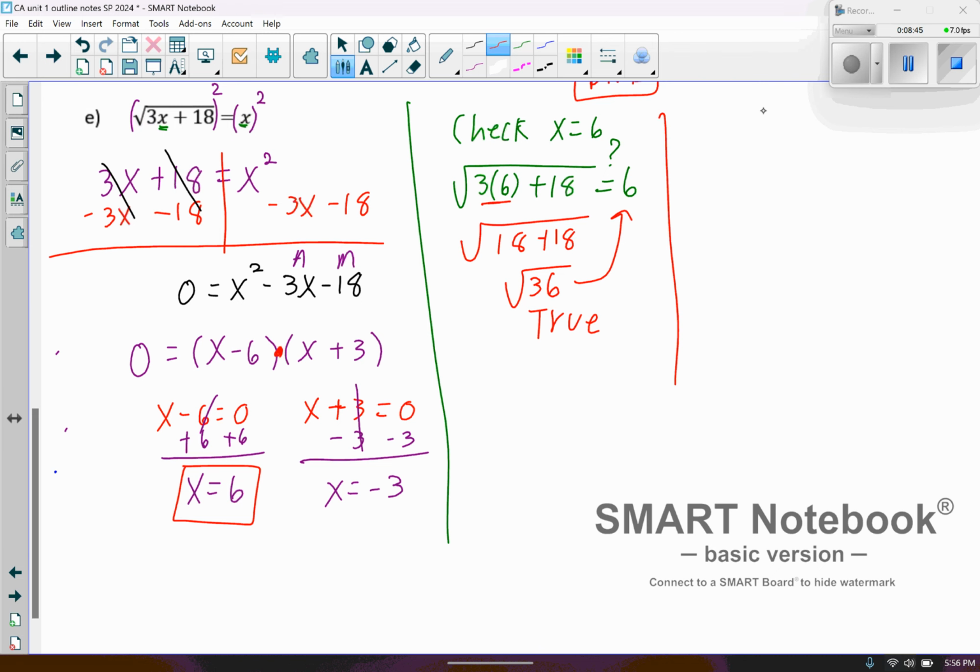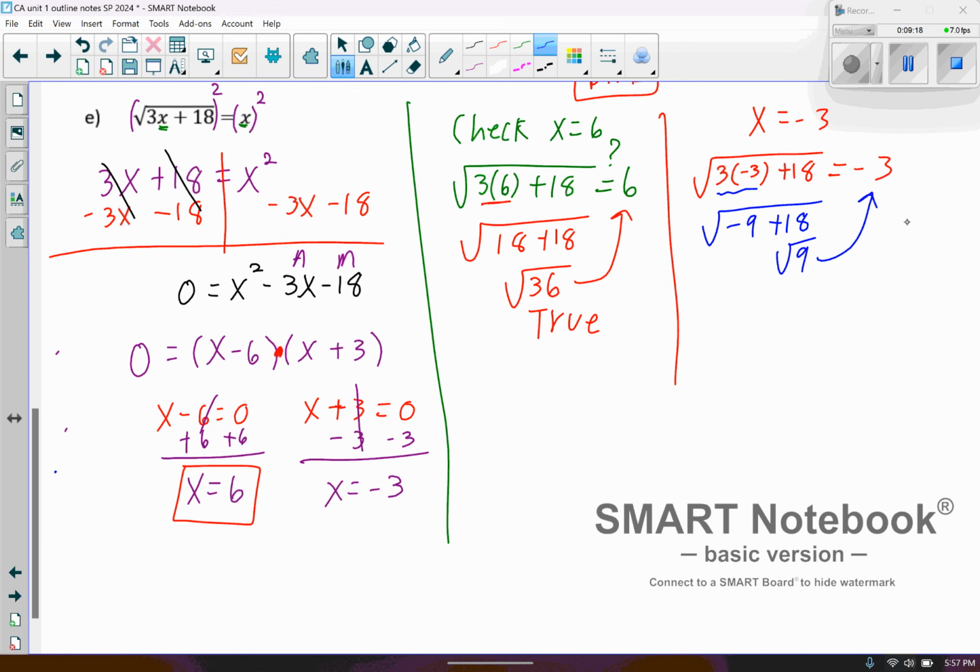Let's try negative 3 now. x equals negative 3. So I have to plug that in everywhere I see x. So we'll place it right there, and then plus 18 equals negative 3. Now alarm bells should be going off right now because the square root is not going to equal a negative value, right here, negative 3. But I'm going to go ahead and continue just so we can see this. Right here, that's going to give us negative 9 plus 18, which gives us the square root of 9, which does not equal negative 3.